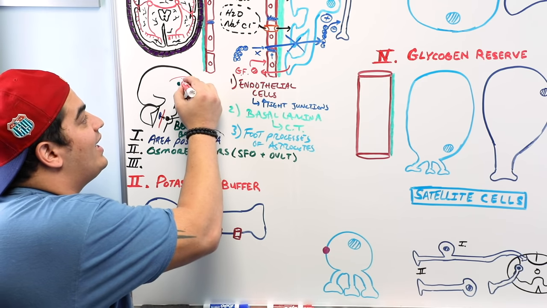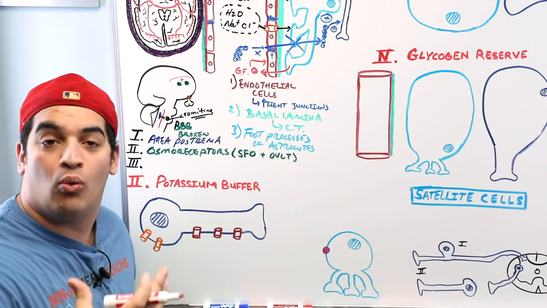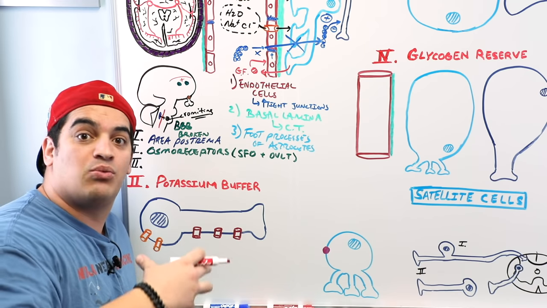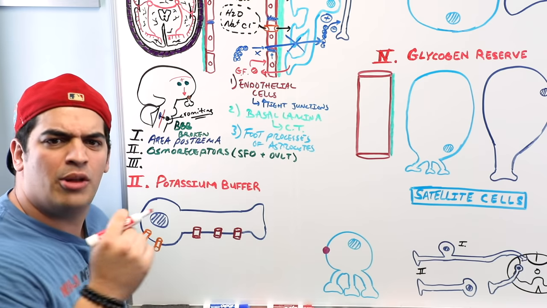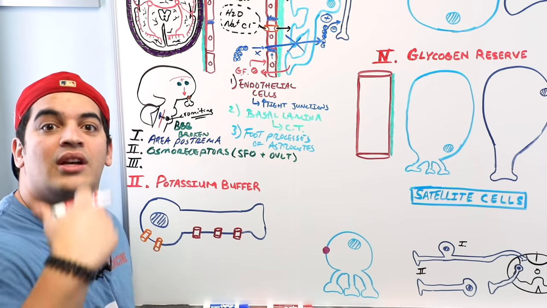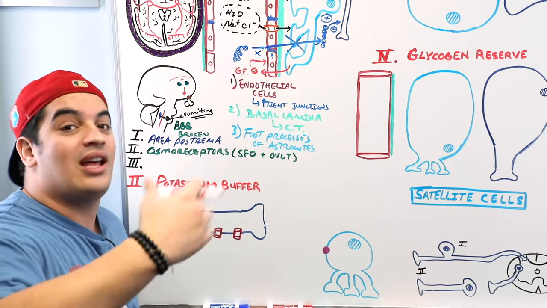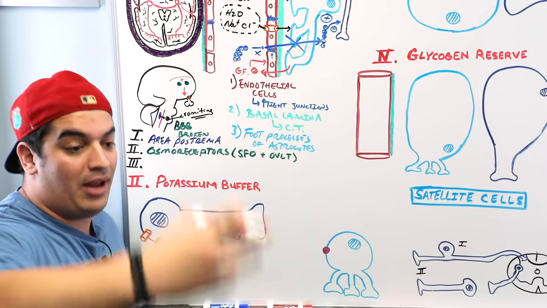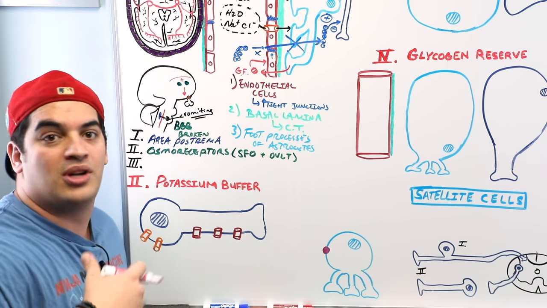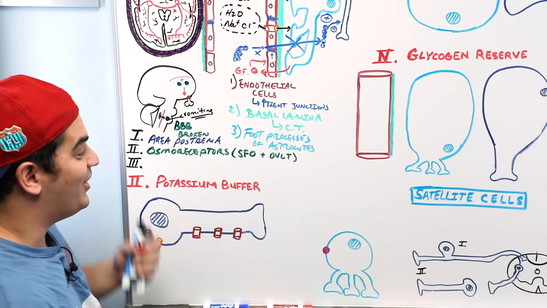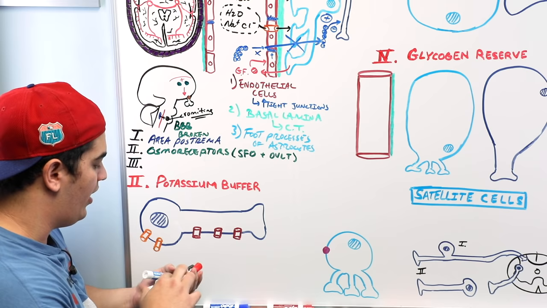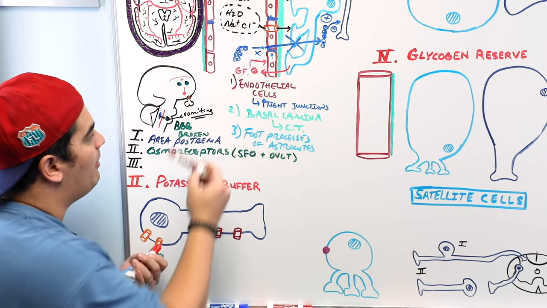Why? Because they can sense that and then tell us to drink more water if we need more water, drink less water if we need less water, or signal our pituitary gland. You know the posterior pituitary makes ADH? Signal ADH production so that we can increase our water reabsorption and pee less. All of those things come into our water balance. So that's really cool.